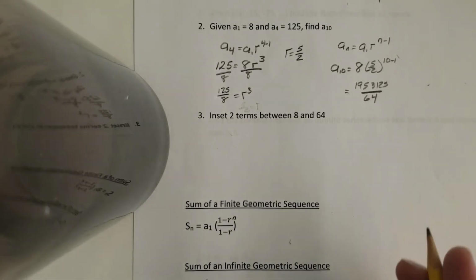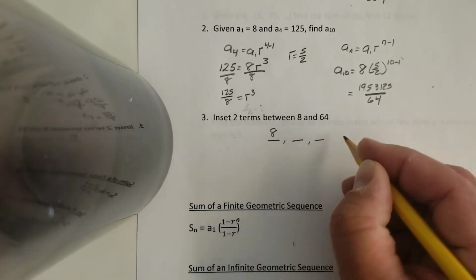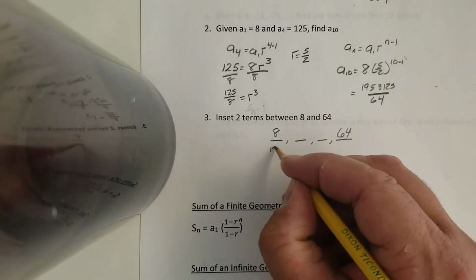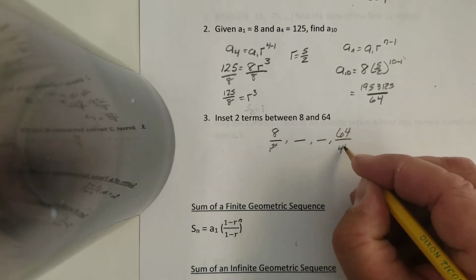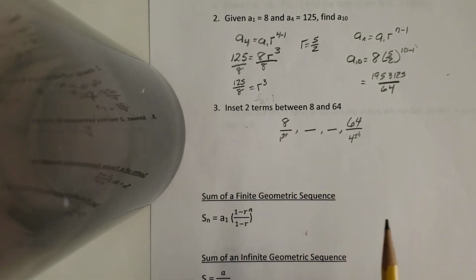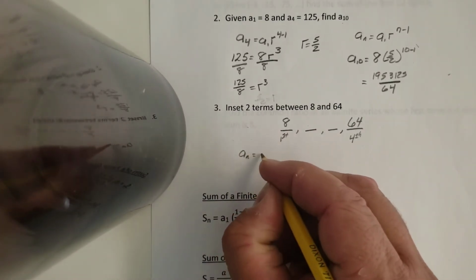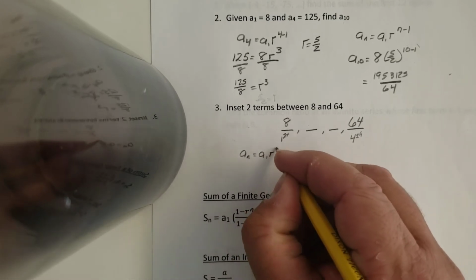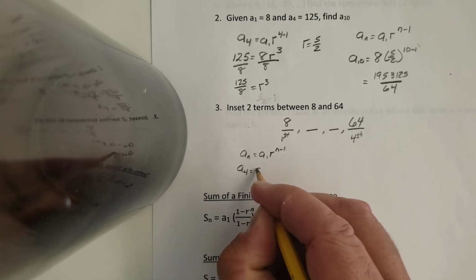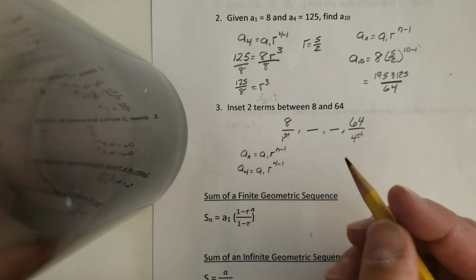Now I want to insert 2 terms between 8 and 64. So 8 is my first term, another term, 2 terms, and 64. So this is my first term. 64 is my fourth term. So I have to go ahead and find the ratio. What am I going to multiply 8 by to get my second term? Okay, so we will use a sub n equals a sub 1 times r to the n minus 1. So a sub 4 is a sub 1 times r to the 4 minus 1. Put all my terms in.